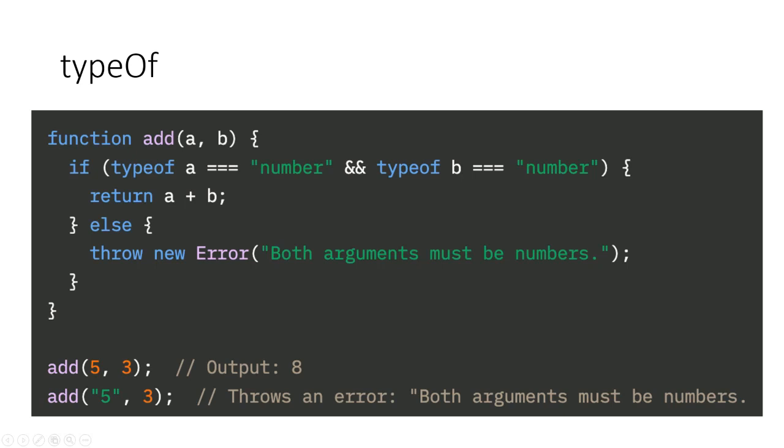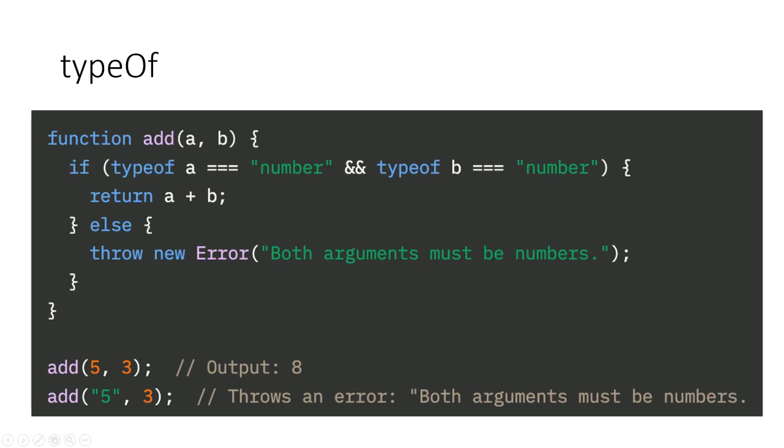So the typeof operator returns, no, it doesn't return a boolean, but it returns the type of the variable. And if you were to console.log typeof the number 5, it would return number. If you were to console.log typeof the string 5, it would return, I believe, string.